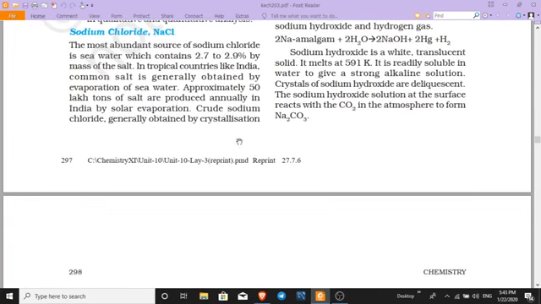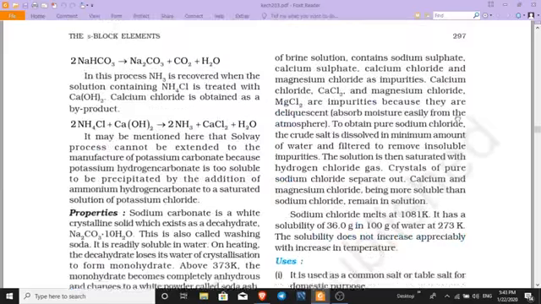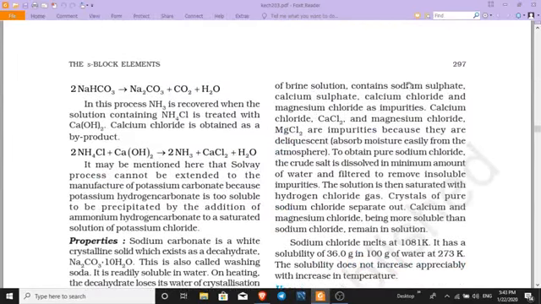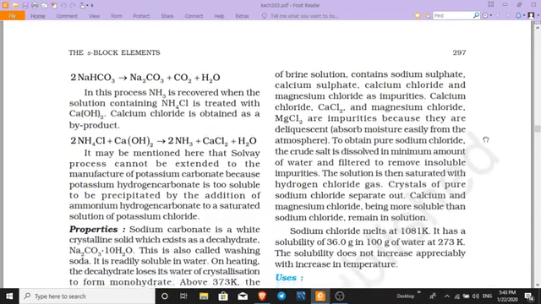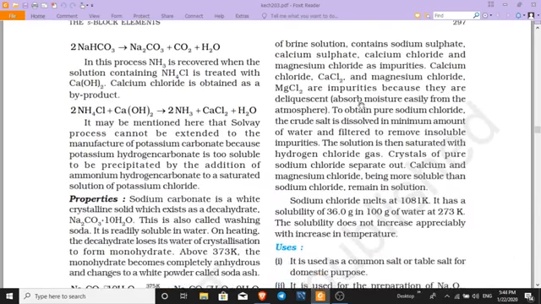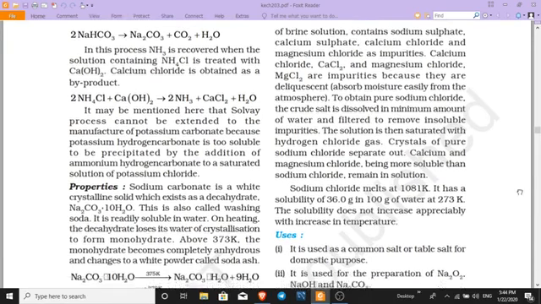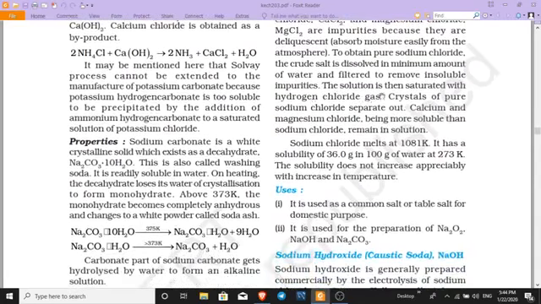Crude sodium chloride, generally obtained by crystallization of brine solution, contains sodium sulfate, calcium chloride and magnesium chloride as impurities. Calcium chloride CaCl2 and magnesium chloride MgCl2 are impurities because they are deliquescent, which means they absorb moisture easily from the atmosphere. To obtain pure sodium chloride, the crude salt is dissolved in a minimum amount of water and filtered to remove insoluble impurities. The solution is then saturated with hydrogen chloride gas.